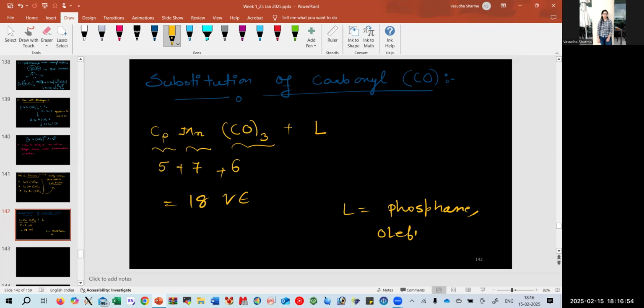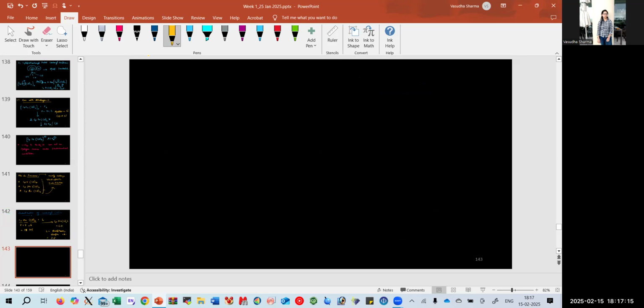This can be your olefin, etc. So when you are treating with phosphine or olefin, your ligand should also be a 2 electron donor. You should mention over here 2 electron donor. So this would be replacing one of your COs, and the L would come into picture and CO would be releasing. Similarly, if you have L star as diolefin.